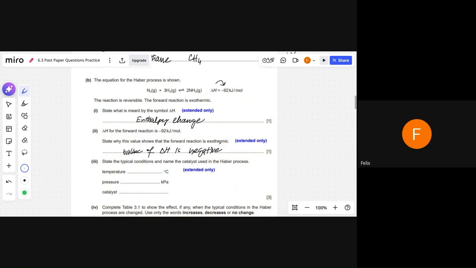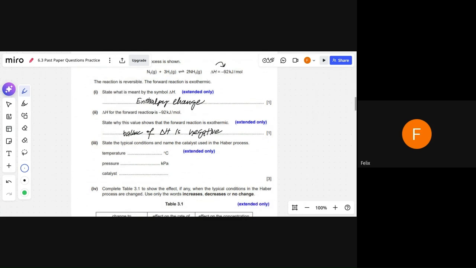So this is why we know that the reaction is exothermic. And this is how we know that. Okay, so state the typical conditions and name the catalyst used in the Haber process. So again, memory-based question. You have to memorize this. Temperature is 450. Pressure, yeah. So you see this is kPa.